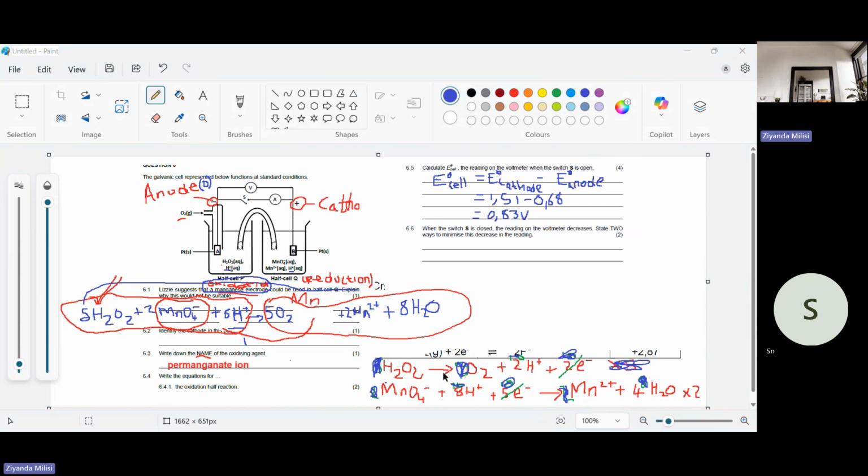If we want at least to minimize the decrease in the voltmeter reading, there are many ways. They just want two. The first one, use a shorter salt bridge. Use a shorter salt bridge, which means quickly as electrons leave, they enter fast from the salt bridge, okay? Use a shorter salt bridge.